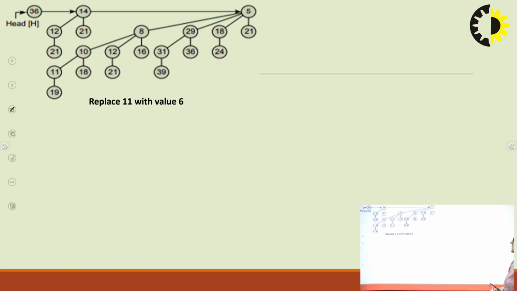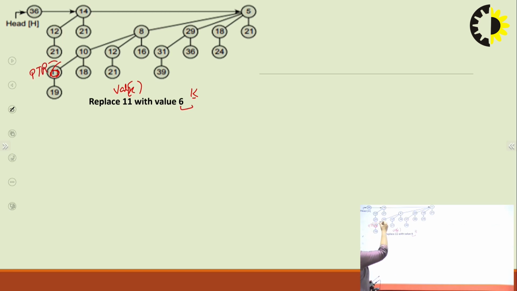Let's understand it with an example. Suppose this is a binomial heap and we have to replace 11 with value 6. First we compare the value k, 6, with the value of x. The value of x is greater than the value of k, so we can overwrite it. After overwriting, we will get 6 here. Here the value of x was greater than the value of k, so we overwrite the value 11 with 6. Now we have to initialize the variables.